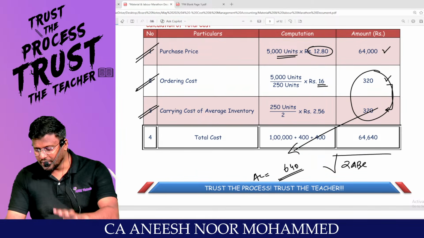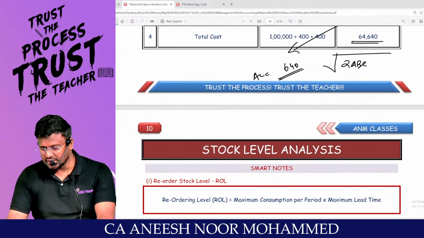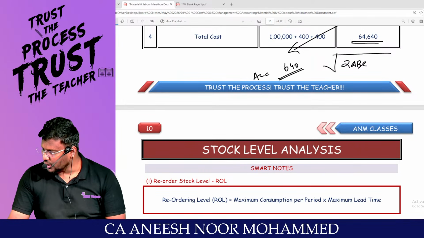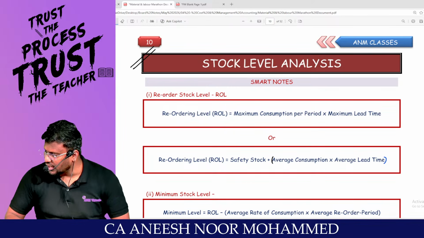Yeah, I hope that you are able to appreciate or enjoy. Total 64,640 is the total cost. So this is, sir, a quick revision of economic order quantity. The another expected area from the material is stock level analysis.